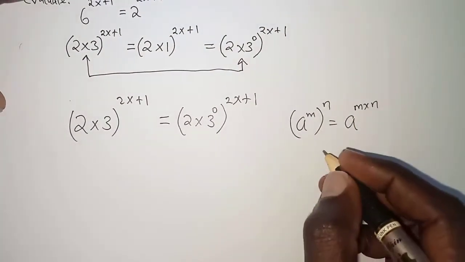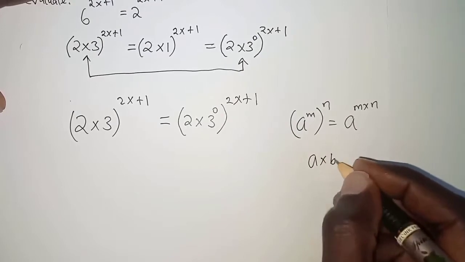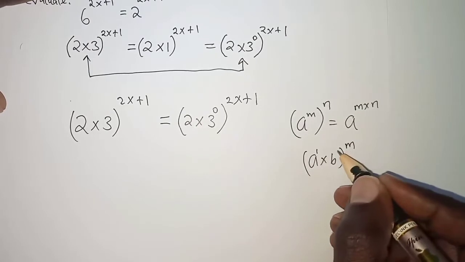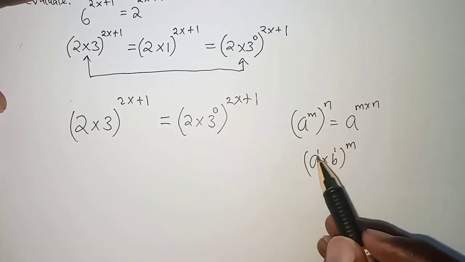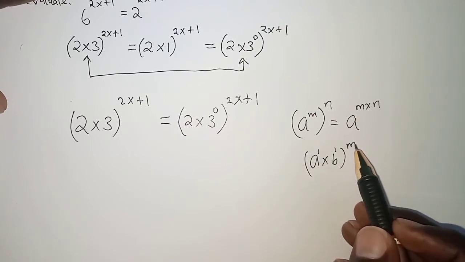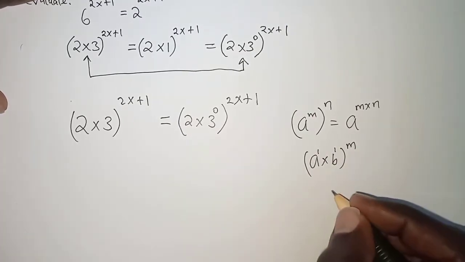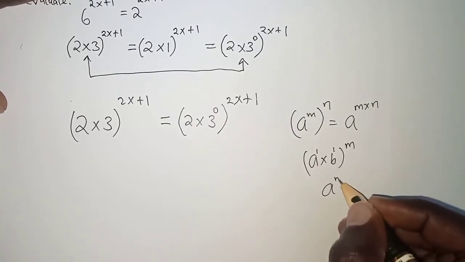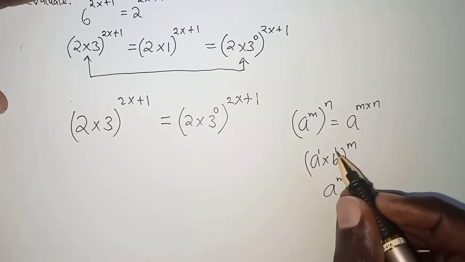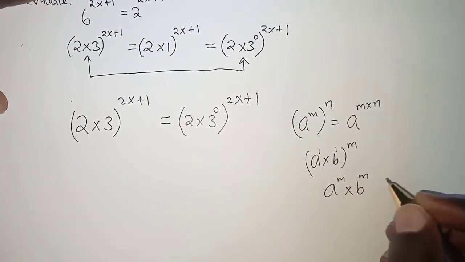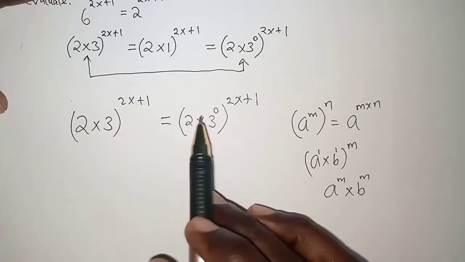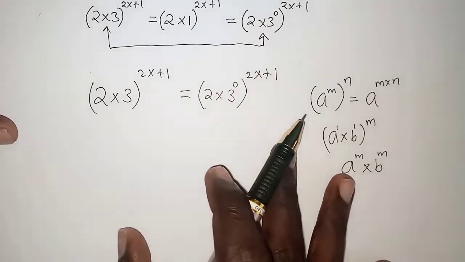Similarly, if we have inside the bracket a times b raised to power m, remember a is here to power 1, b is raised to power 1. So we'll have to multiply every power of what we are multiplying in the brackets by the power outside. So we'll have a raised to power m, that is m times 1, and then times b raised to power m, and 1 multiplied by m gives us m. That is exactly what you are going to apply on the left hand side and right hand side.